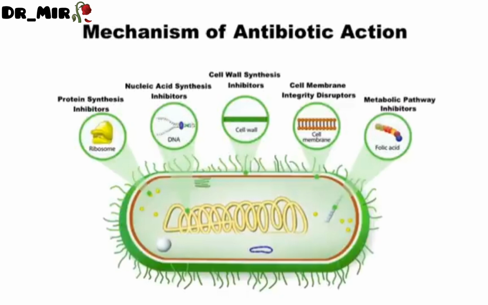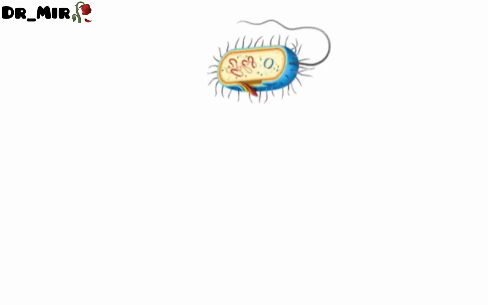Now let's discuss these one by one in detail, starting with cell wall synthesis inhibitors. So the cell wall is essential for the growth and survival of bacteria. It gives the bacterial cell its shape and protects it against spontaneous cell lysis due to the high internal osmotic pressure that results from high concentration of proteins within the bacterial cytoplasm.